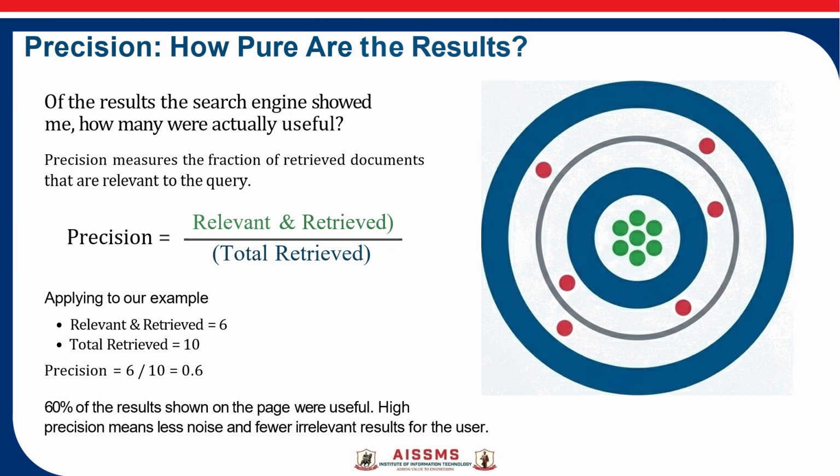How pure are the results? How can we measure using the precision? The first metric is precision. It asks, of the results the search engine showed me, how many were actually useful? We calculate this by dividing the relevant and retrieved documents by the total retrieved. In our example, 6 divided by 10 equals 0.6 or 60%.